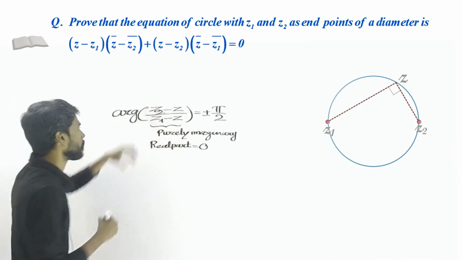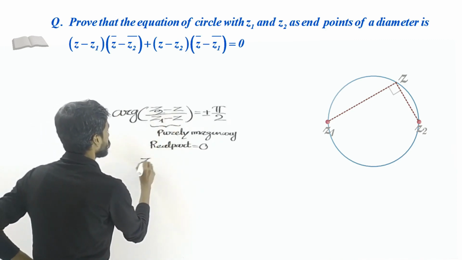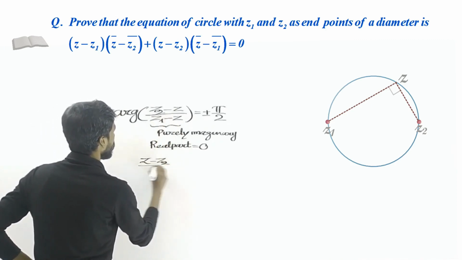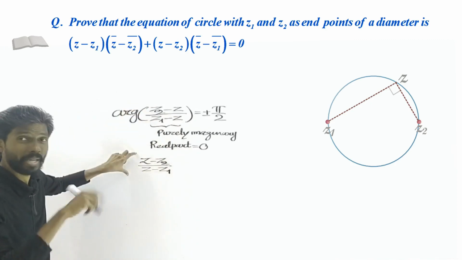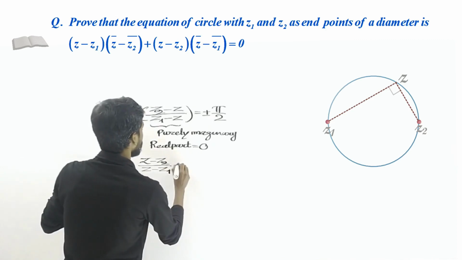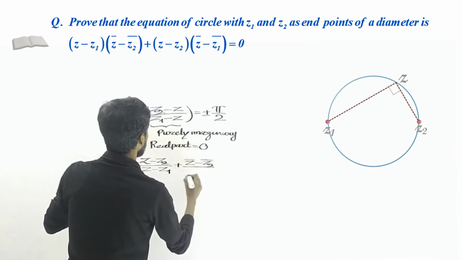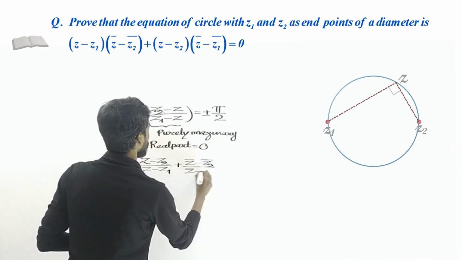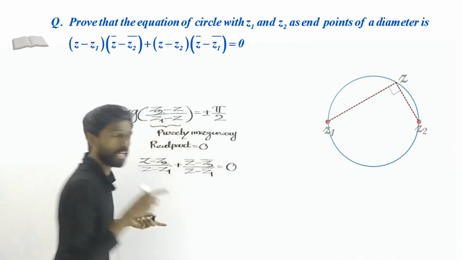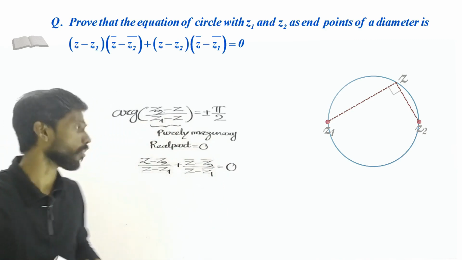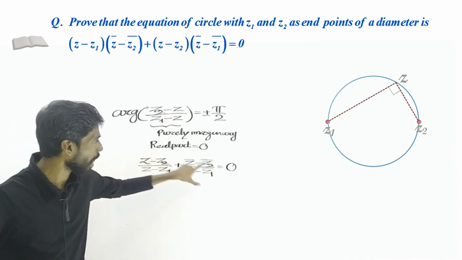Okay, so let me write this number. So what is that number? I'm writing z minus z2 divided by z minus z1. So that is this value, same value, plus its conjugate. So what is the conjugate of that? That is plus the conjugate of that, z bar minus z2 bar divided by z bar minus z1 bar. This divided by 2, but anyway 0 equal to 0. That's all. So this is the required equation of the circle whose endpoints of diameter are z2 and z1.